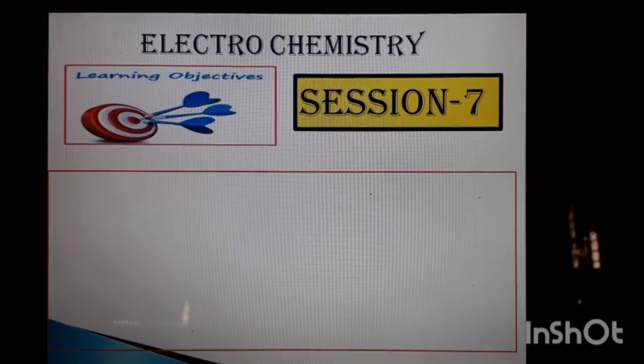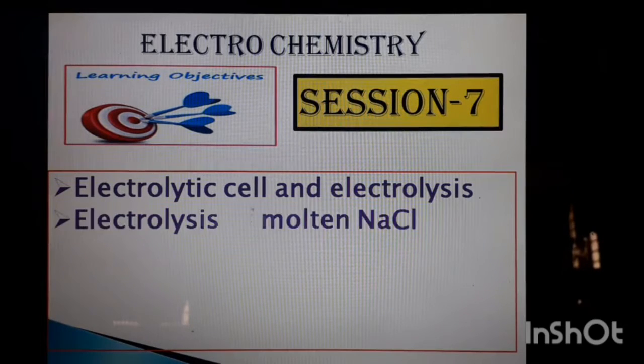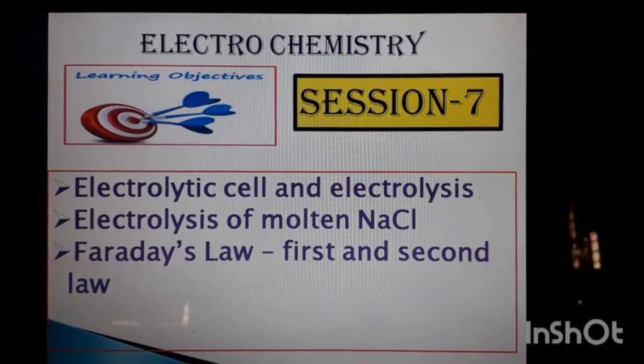Now the learning objective of this session is electrolytic cell and electrolysis. Next, electrolysis of molten sodium chloride. Next, Faraday's law, Faraday's first law and Faraday's second law. Okay, now one by one we will see that.